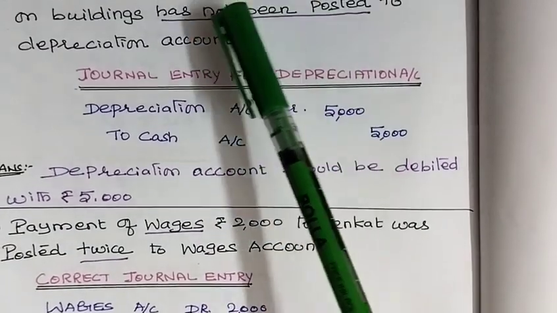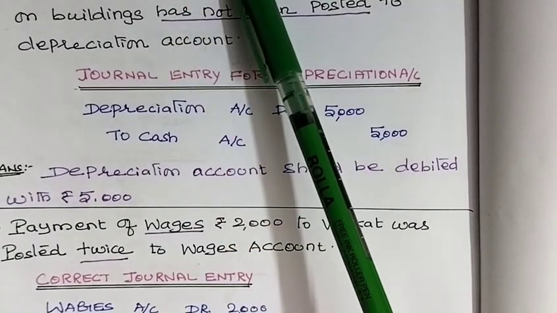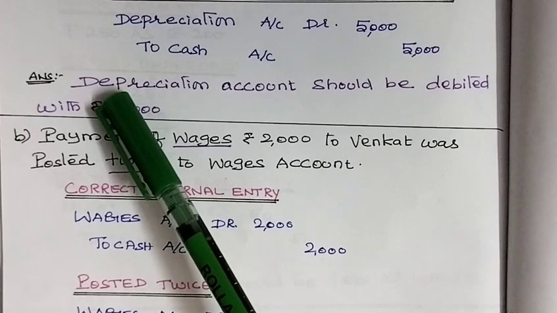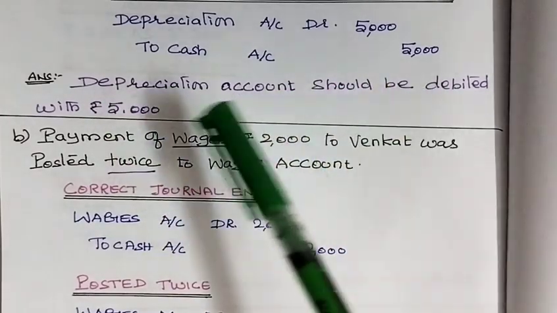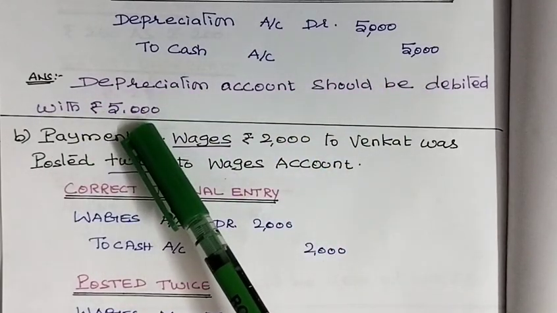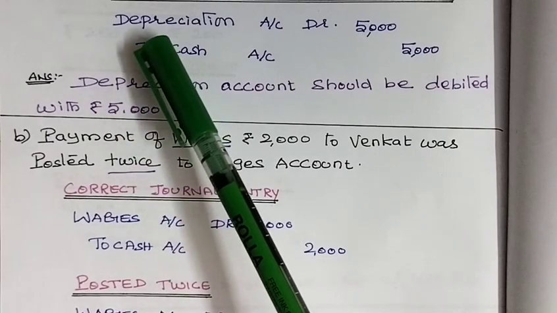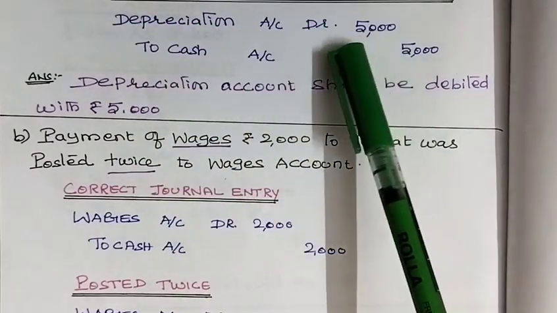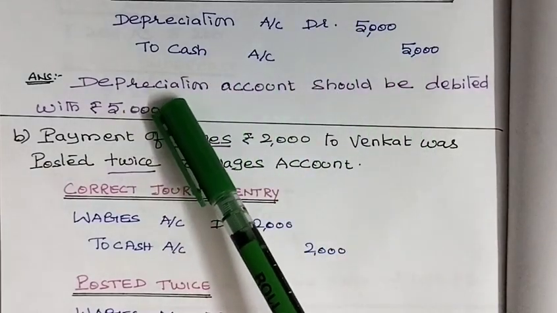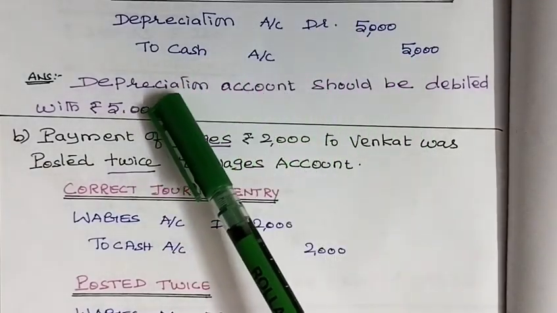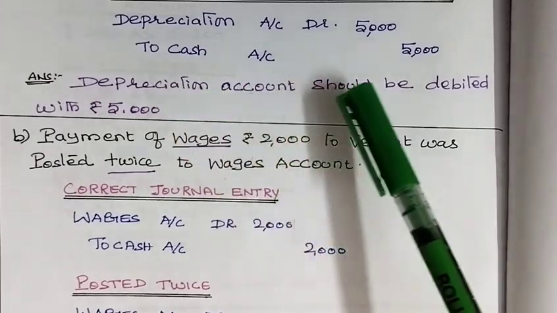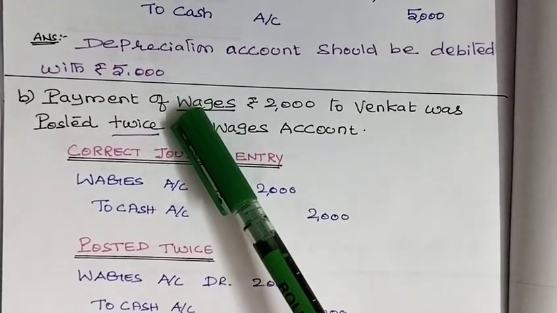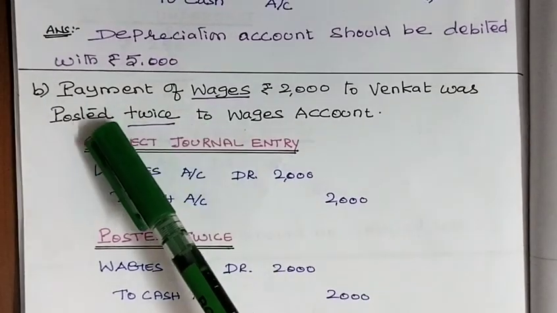But they ask us to give the answer in statement form. So in statement form, depreciation account should be debited with 5,000. We have written the journal entry in statement form: depreciation account should be debited with rupees 5,000. Let's see the next transaction.